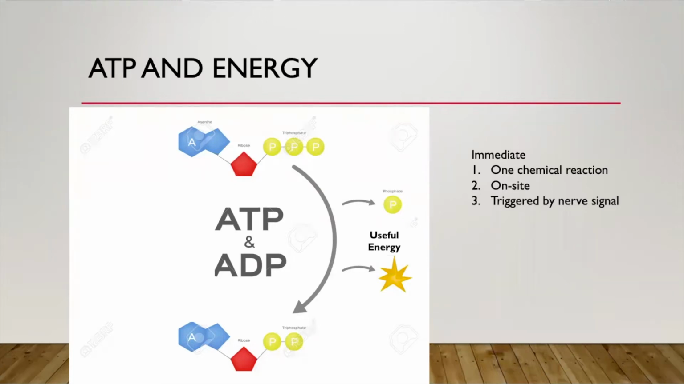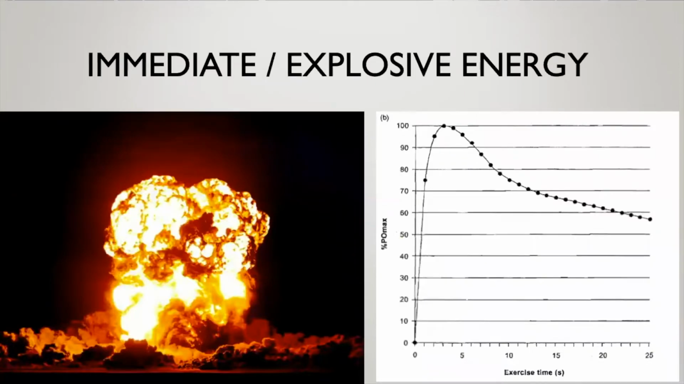I also would like to draw your attention to the right side of the slide, where it talks about why we consider this to be immediate energy. It's only one chemical reaction, that's quick. The ATP is on site, it's in the muscle, you don't have to transport it in. And it's triggered by the nerve signal, the same signal that initiates the muscle contraction. Therefore, we call this release of energy from that phosphate bond immediate or explosive energy.